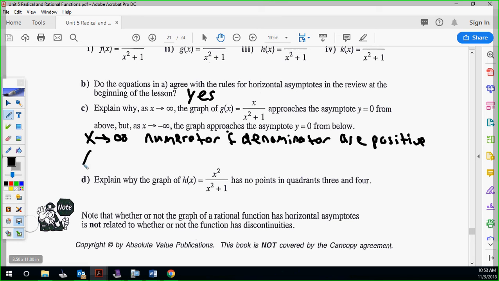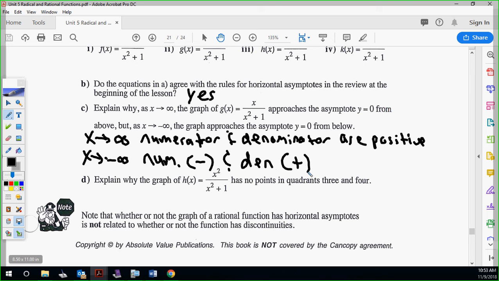And then as x approaches negative infinity, the numerator, I'm going to, oh, dang it. Sorry, let's get that fixed first here. Okay, so numerator. For as it goes to infinity, so negative infinity. The numerator, so let's abbreviate this time. Numerator this time is negative, and the denominator is positive. So negative over positive gives you a negative. So that's why it twists.